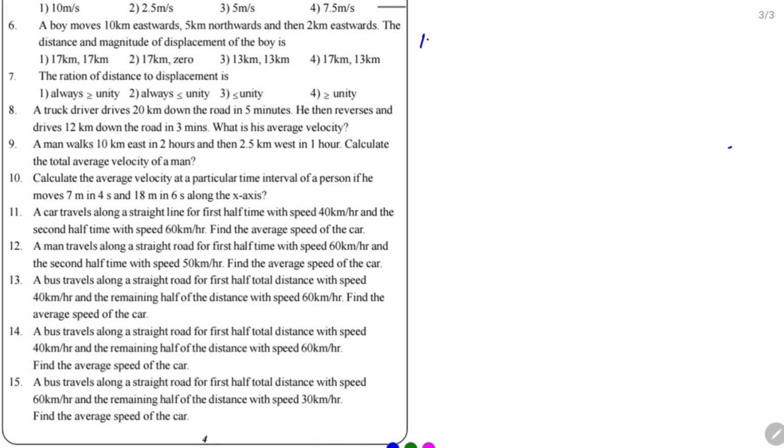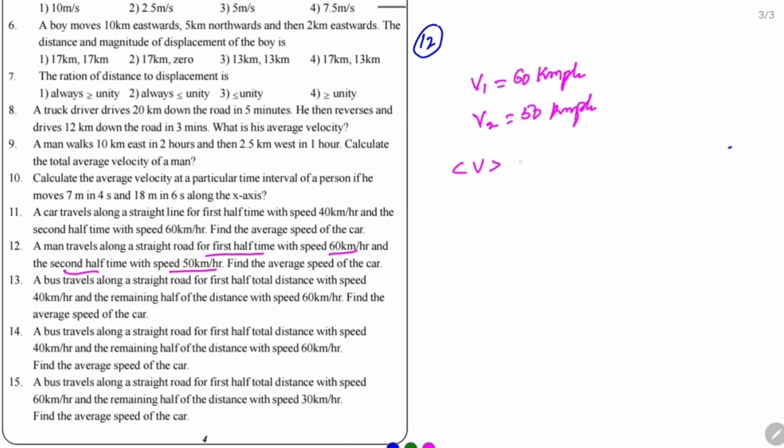Question number 12. A man travels along a straight road for first half time with a speed 60 kilometer per hour. So, directly I am writing, this is v1 with a speed of 60 km/h, and the second half time with a speed of 50 kilometer per hour, which is v2, equal to 50 km/h. Then find the average speed.